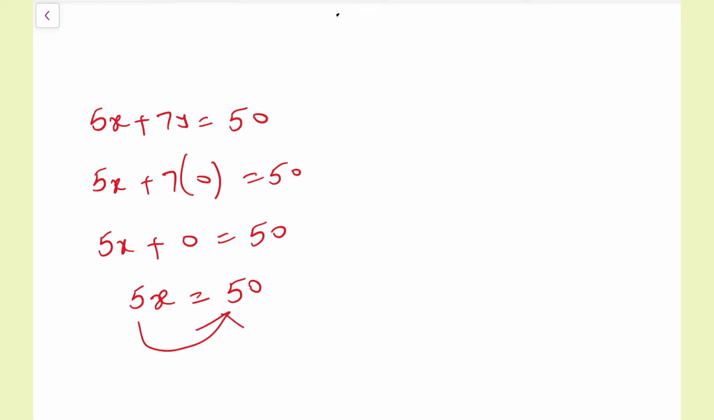Take 5 to the right side, so we will get x equals 50 by 5. 5 ones are 5, 5 tens are 50. So the x value is 10.